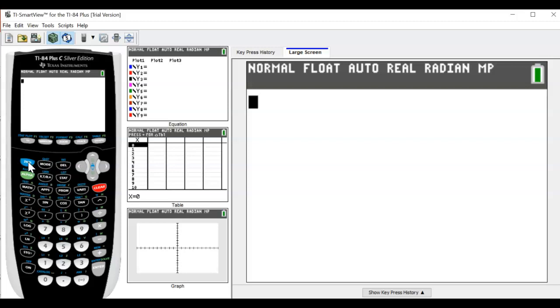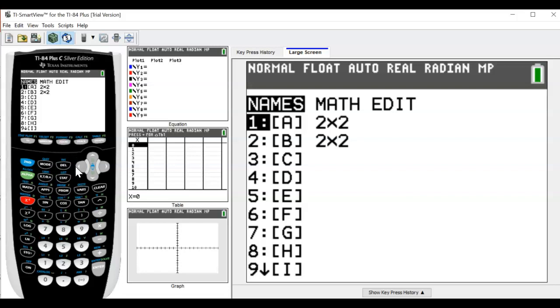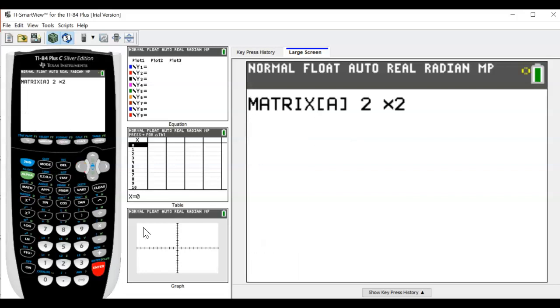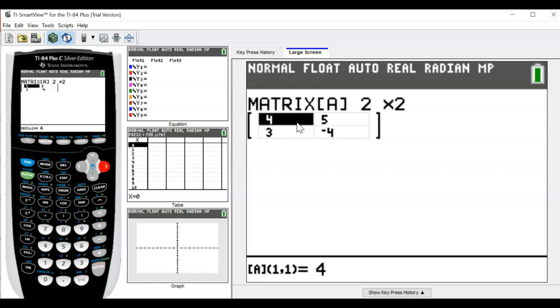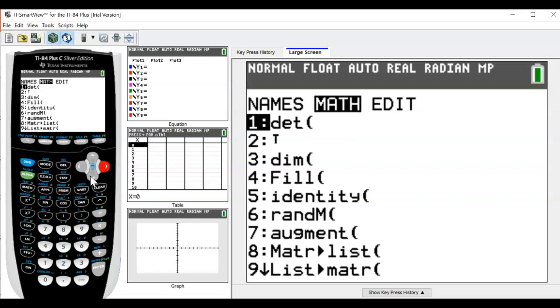What we can do is input those two matrices. One into matrix A, so that was a 2x2 matrix, and the matrix we had was 3, 4, 5, 2. Okay, then we go and edit matrix B.